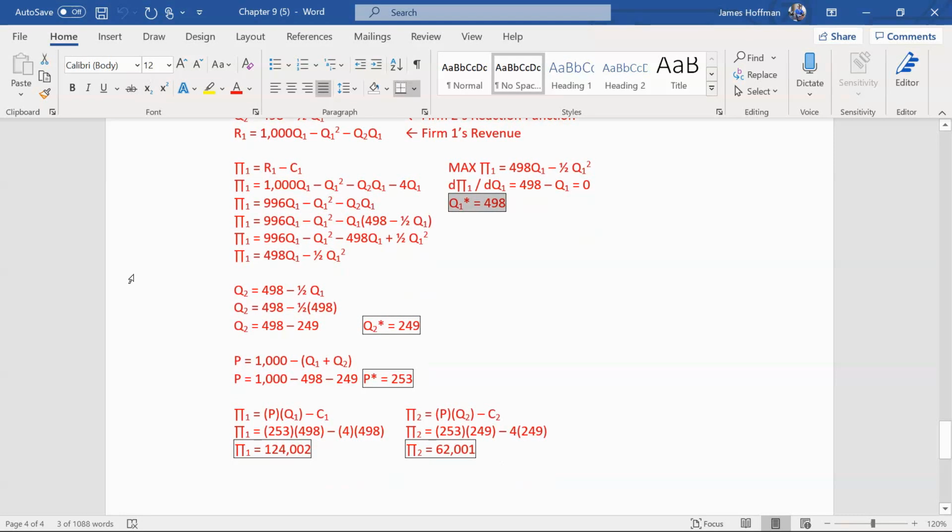Alright, so we have a few more things to do here. Let's find firm 2's output, the follower, by putting firm 1's output into its reaction function. The reaction function of Q2 is 498 minus 1/2 Q1, so we get 498 minus 1/2 times Q1 star of 498, and firm 2's output is 498 minus 249, so it's exactly half, which is Q2 star of 249.